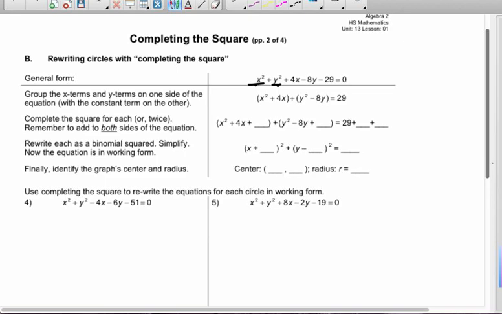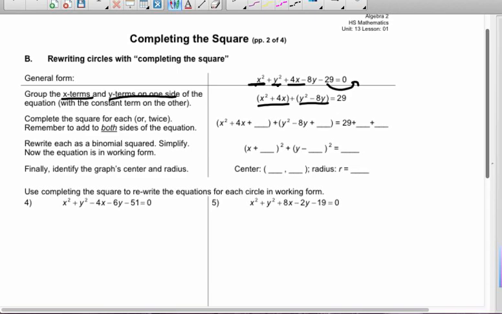Now, to do this, we basically do the same idea we did on the other one. So we're going to group all the x terms, in other words, anything which has an x of any power together, and the y terms together on the same side, and then move our constant over. So what they did here was they grouped their x squared and their 4x, that's this thing right here, and then they grouped their y squared minus 8y, which is this thing. They moved the 29 over. So now we are ready to complete the square for each one of these.